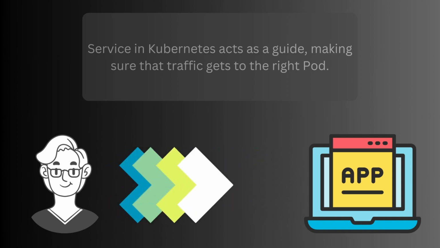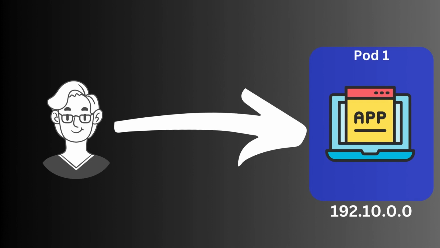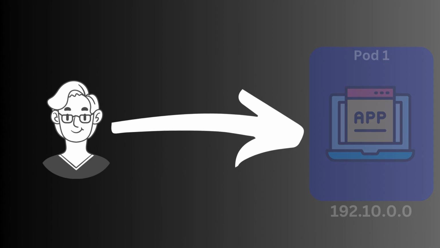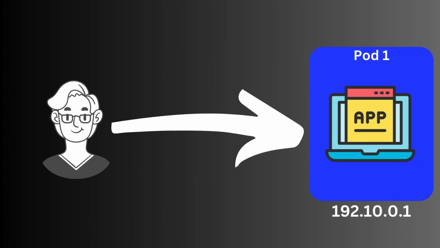What does that mean? Well, whenever a pod is created, it is assigned an IP address, but this IP address changes whenever you delete a pod or create a new pod. And then the service comes to our rescue as it helps in navigating to the application. We will look more into services in our upcoming videos.